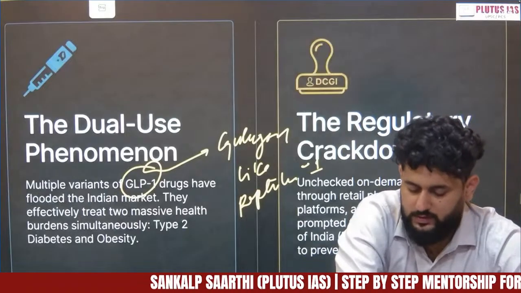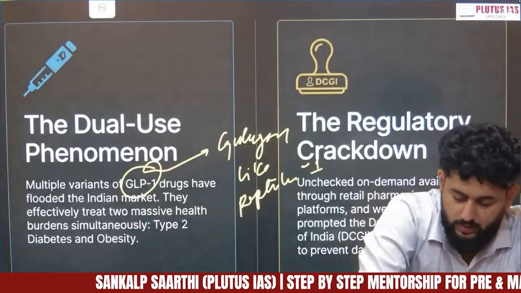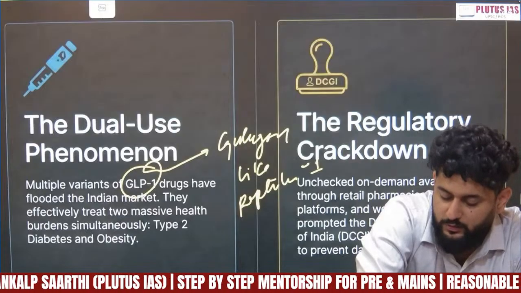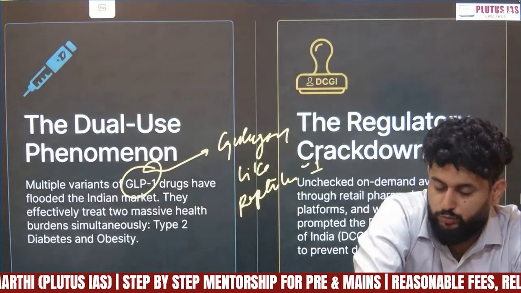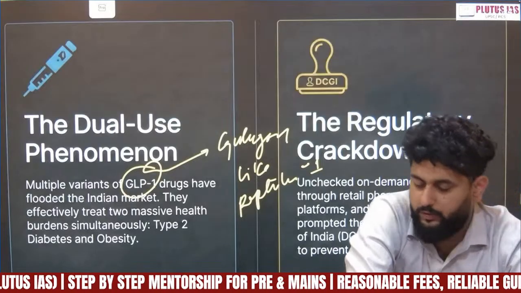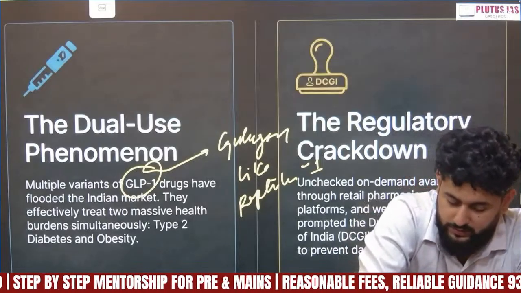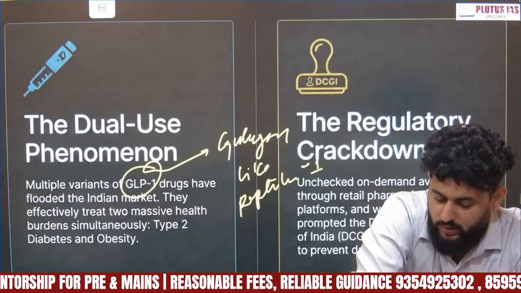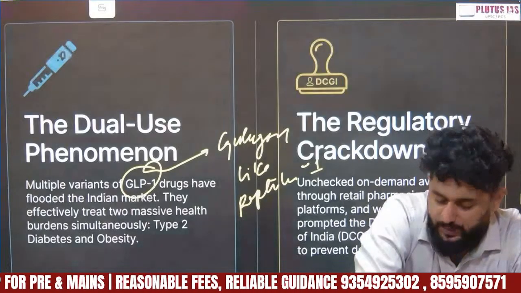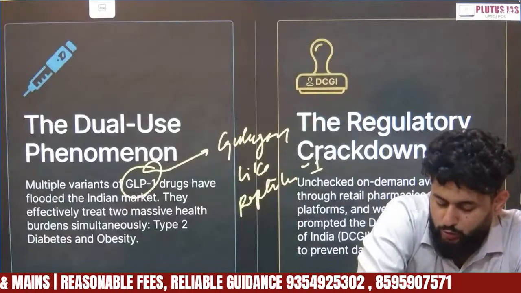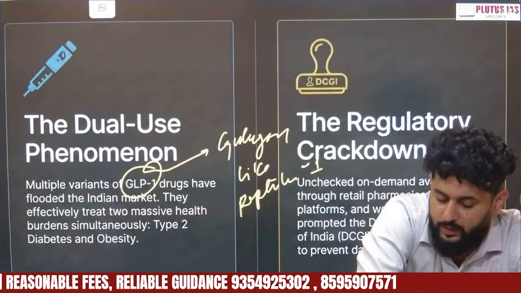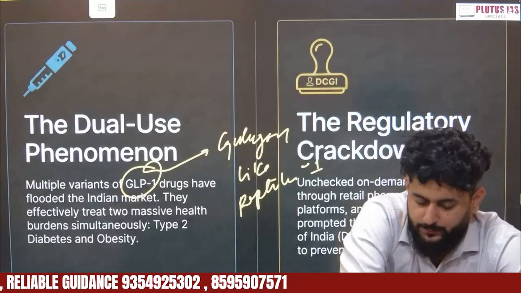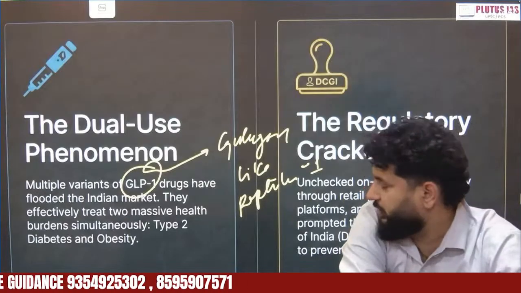So what does GLP do in our body? It increases insulin, lowers blood sugar, reduces glucagon, meaning it prevents sugar release from the liver, slows digestion, and reduces appetite. So overall, we can say that it controls diabetes and helps in weight loss. So this is GLP-1.